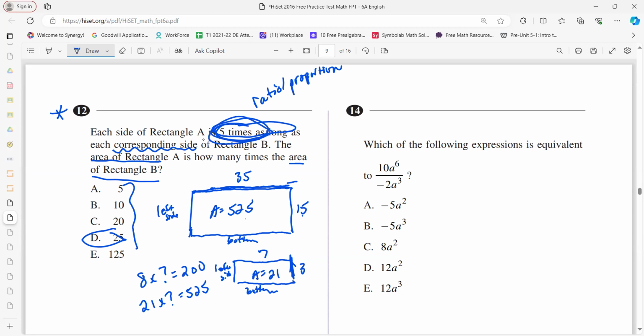So I thought it was easier just to start with the smaller one and then multiply those by 5. You had to know how to find the area. So that's why knowing where to find that information on the formula sheet is helpful.